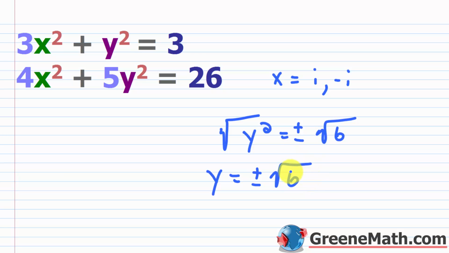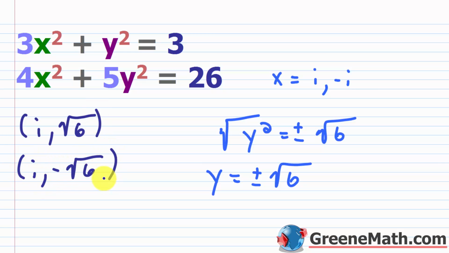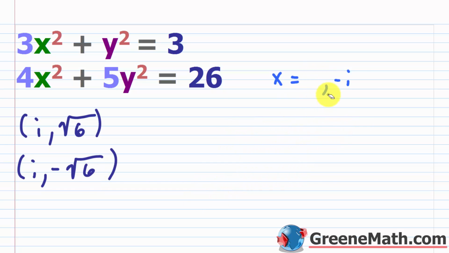So if x is i, the imaginary unit, then y is the square root of 6. And then also, if it's i, it's the negative square root of 6. So those are two different solutions. Again, if it's i, you get the square root of 6, or you also get the negative square root of 6. All right, let's think about this other possibility here, where x is negative i.